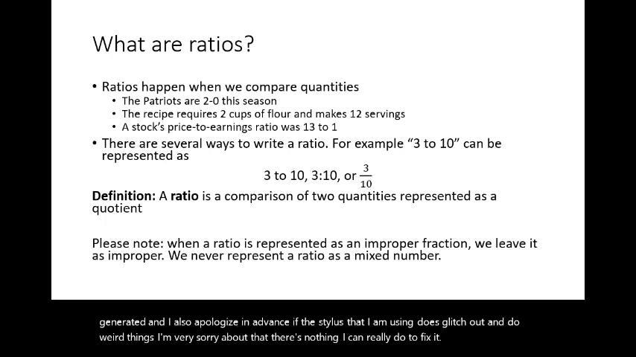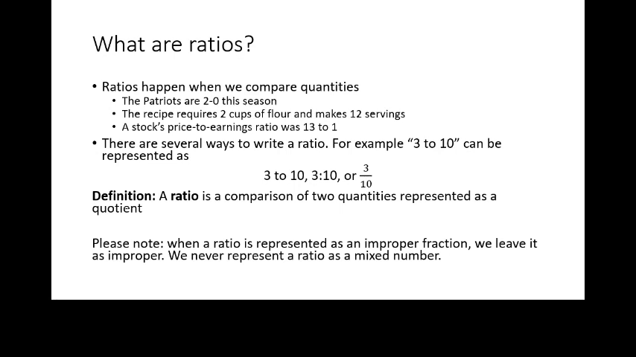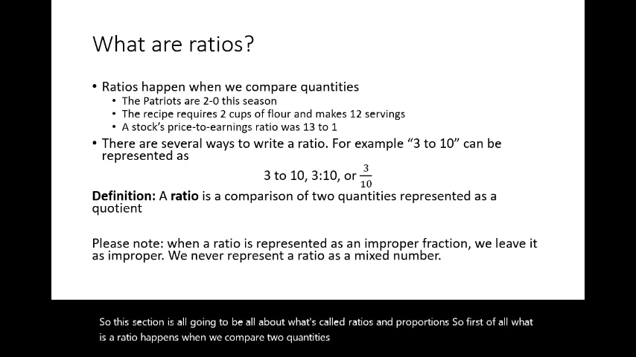So this section is going to be all about what's called ratios and proportions. So first of all, what is a ratio? A ratio happens when we compare two quantities, and ratios, we encounter these all the time. For example, a win-loss ratio is a ratio between the number of wins and the number of losses.